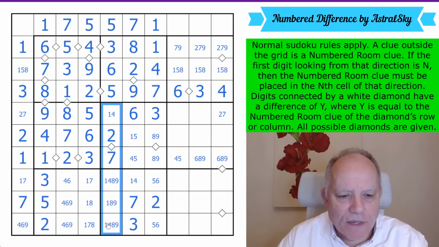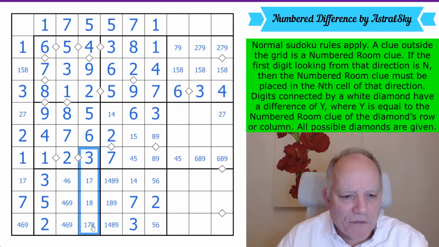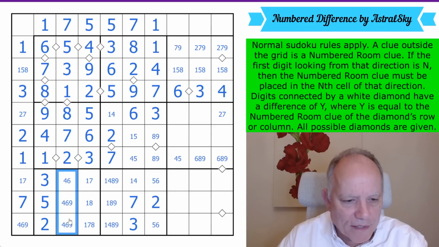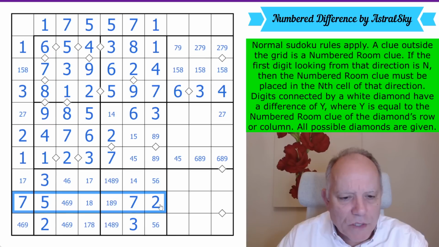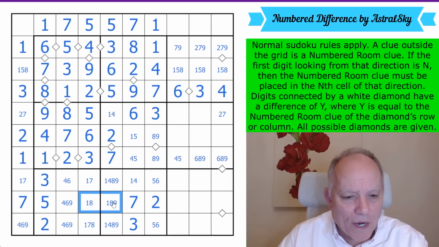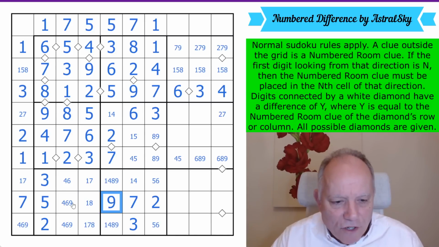5 difference in this column. That's just applying to 4, 9, I think. 5 difference in this column, not interesting. 7 difference in this one, we've dealt with it. 7 difference in this one, I didn't really think about that, but I can. Look, that can't be a 1, 8 pair, or there would be a diamond between them, so this has to be a 9. Oh, that is just peculiar.